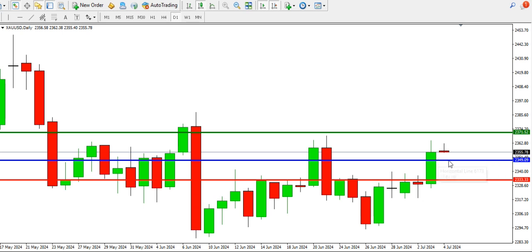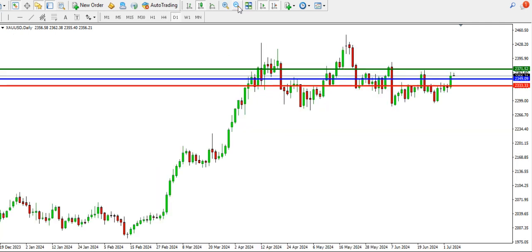And if price drops to 2349, price may either go back to 2371 or drop further to 2333. So two things might happen. Price might test the pivot and bounce back to the first resistance, or price might test the pivot, break it, and then drop to the first support. But for now, price appears to be bullish on the daily time frame because the overall direction is still bullish, although we have a range in place.